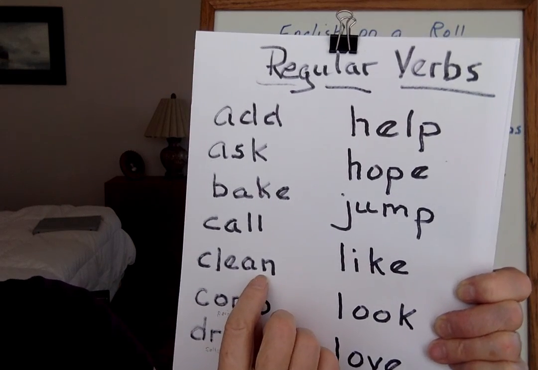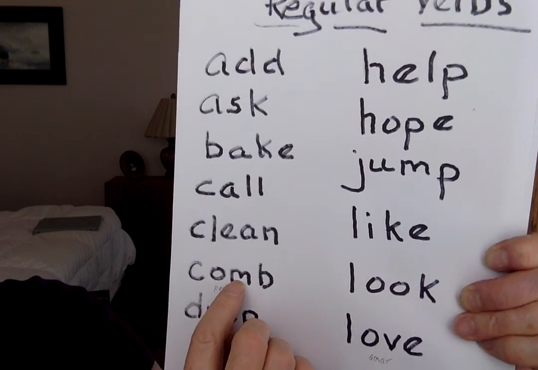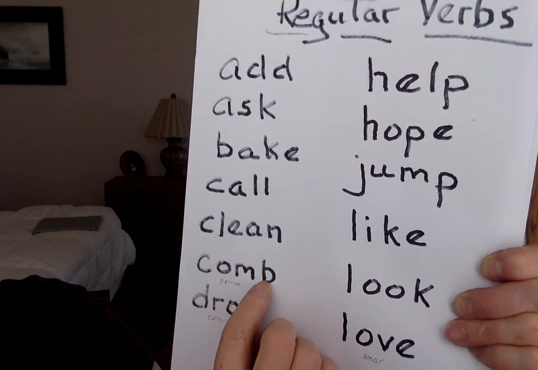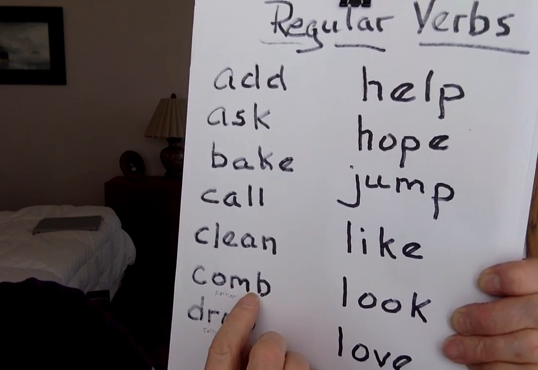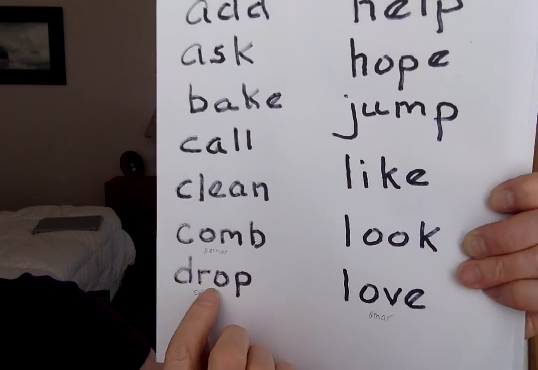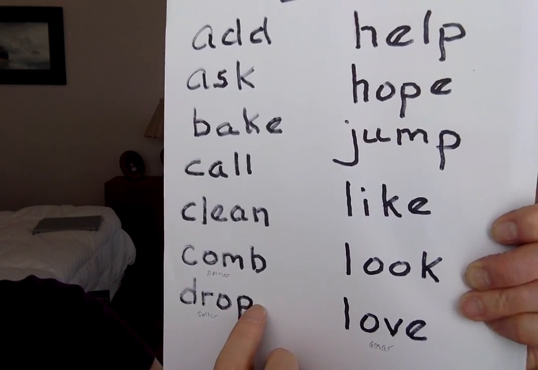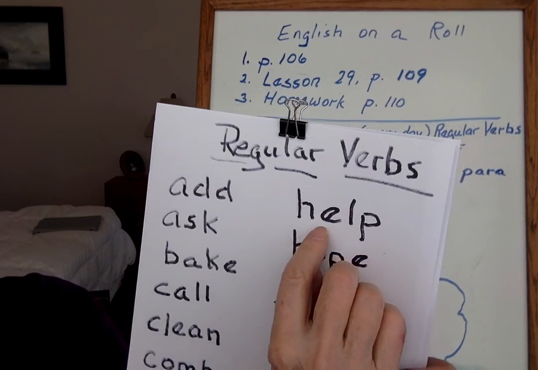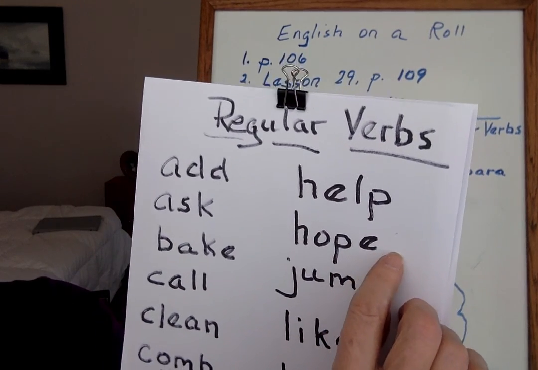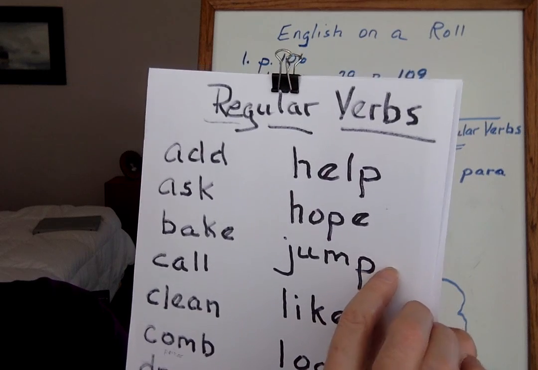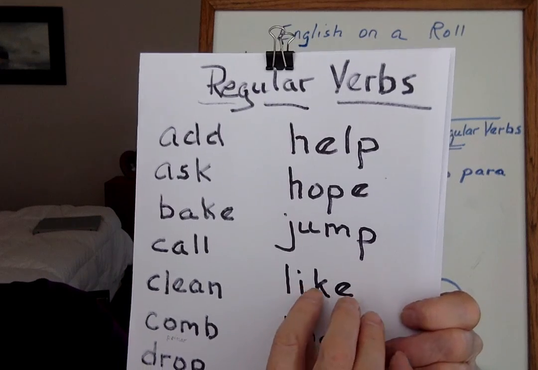Here we have clean, n, con voz, cleans. Here we have comb. That's peinar, combs. Here we have drop, p. So, p, drops. Here we have helps, hopes, con S. Here's jumps. Here's likes, she likes.